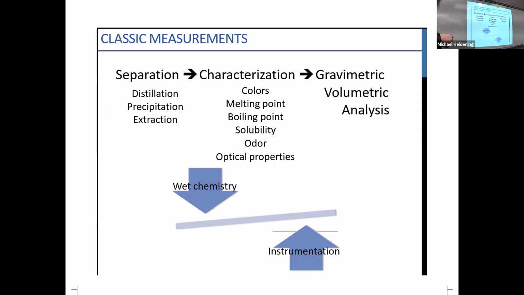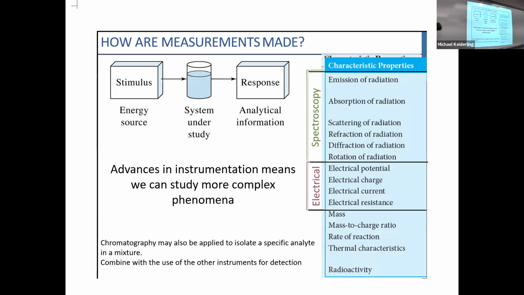So separation, sort of this process is you do separation, characterization, and then gravimetric or volumetric analysis. You separate things by distillation, precipitation, or extraction. You move to characterize them by colors, melting point, boiling point, solubility, odor, or optical properties. And then you can figure out the quantity by gravimetric, volumetric analysis.